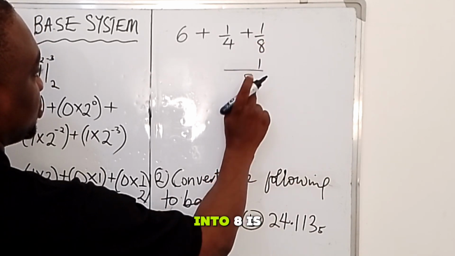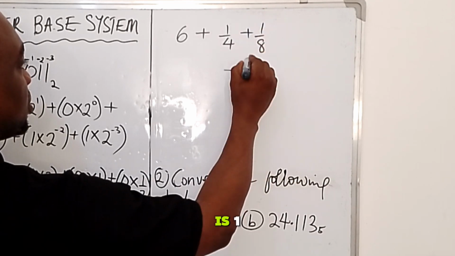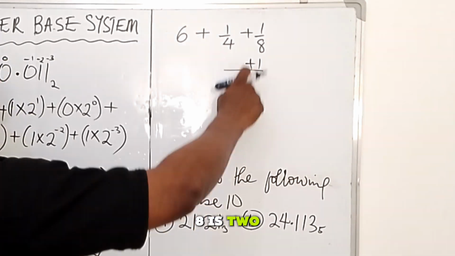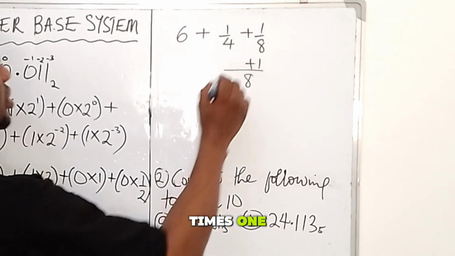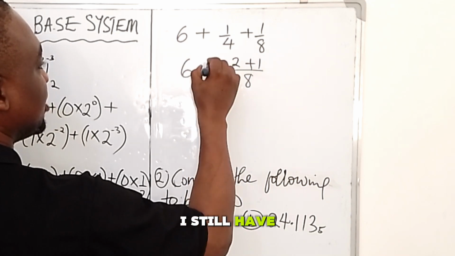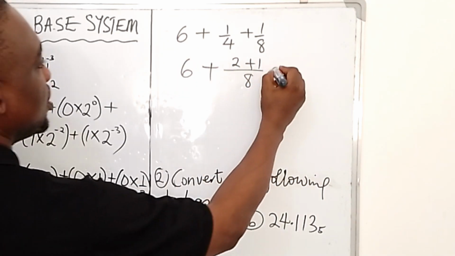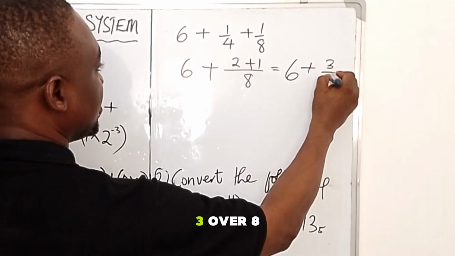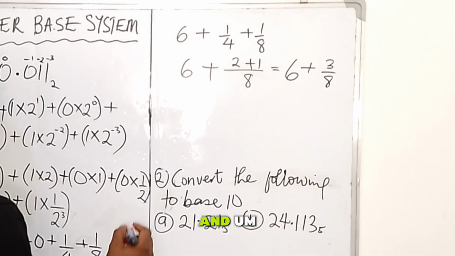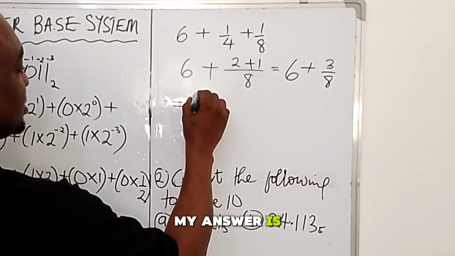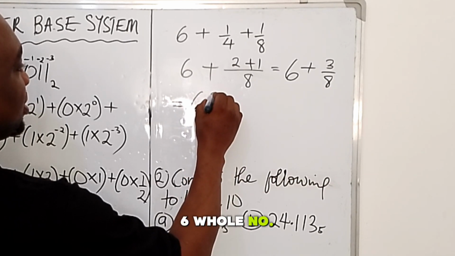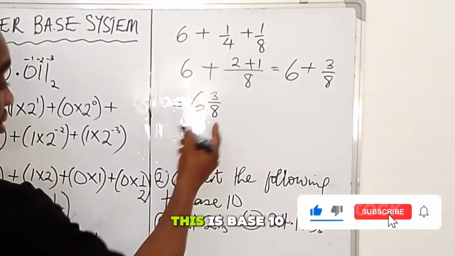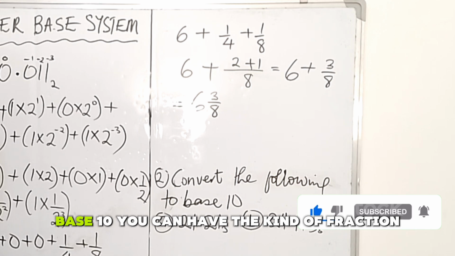8 into 8 is 1, times 1 is 1, plus 4 into 8 is 2, times 1 is still 2. I still have my 6 here. So going by this, it will be 6 plus 3 over 8. And my answer is 6 whole number 3 over 8. Yes, this is in base 10. It's only in base 10 that you can have this kind of fraction.